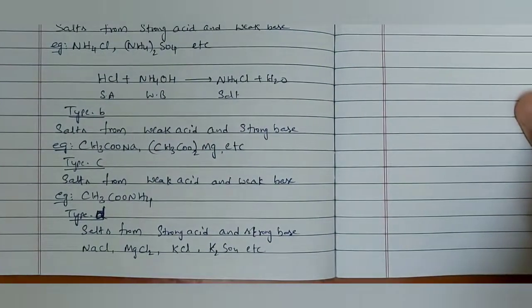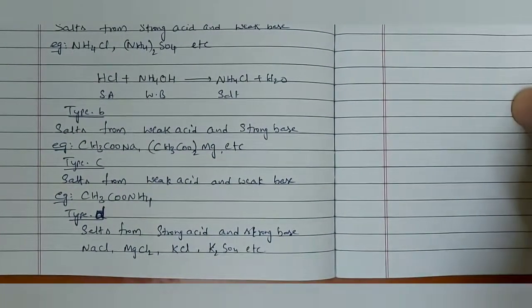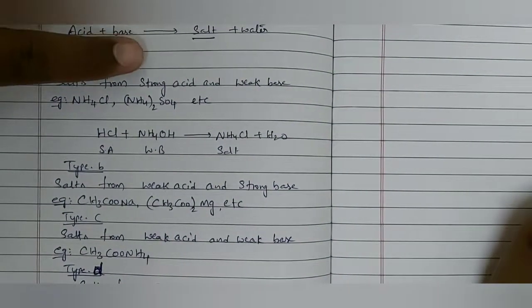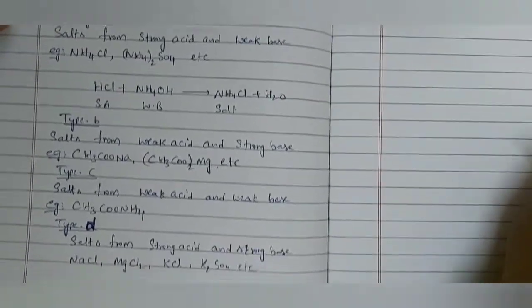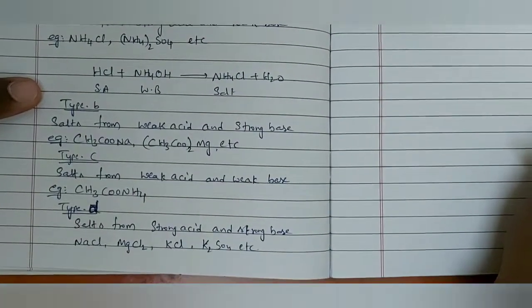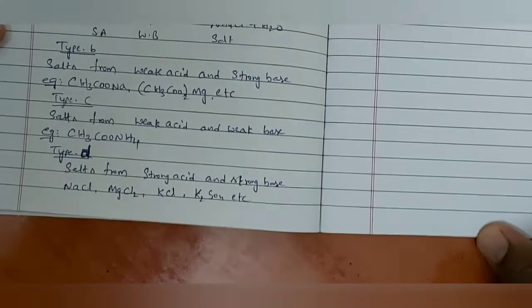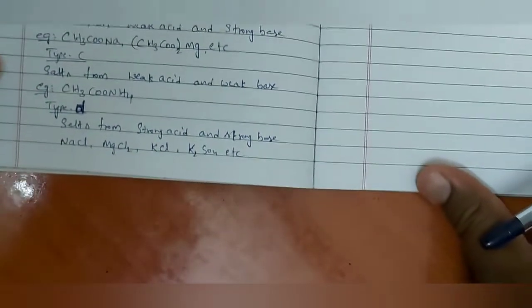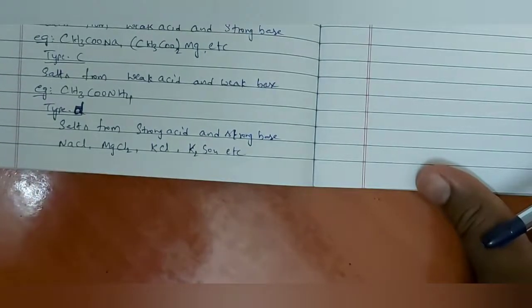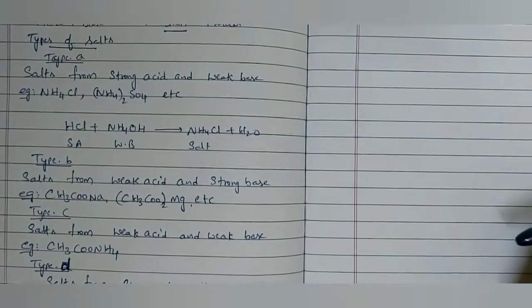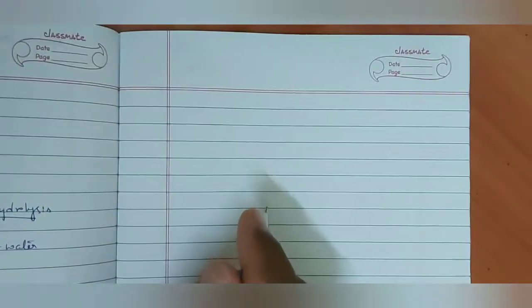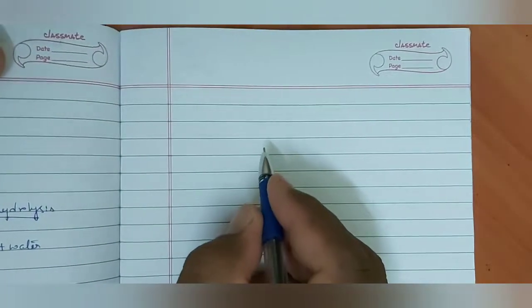Up to now I told what the different types of salts are. I think you got the idea. Type A, salts from strong acid and weak base. Type B, salts from weak acid and strong base. Type C, salts from weak acid and weak base. Type D, salts from strong acid and strong base. Is it okay, ma? Now, before going to our next concept, hydrolysis of salts, we need to know one thing.